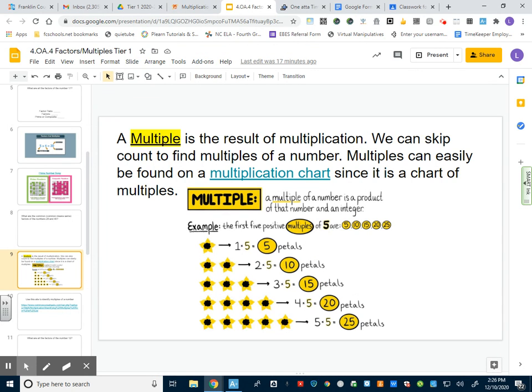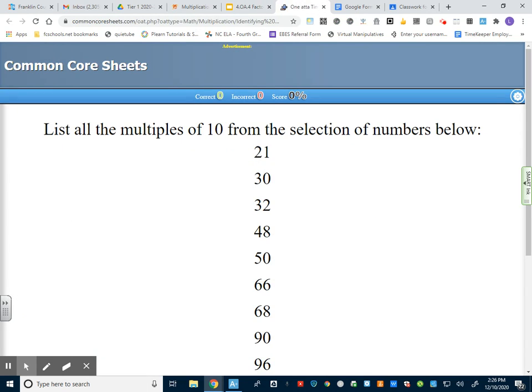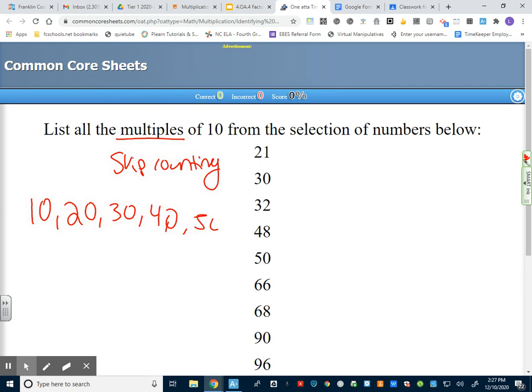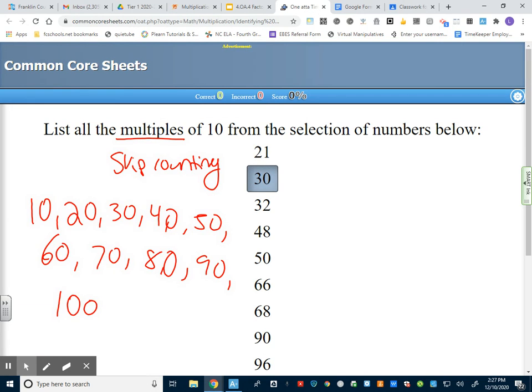So if we're asked to find the multiples of a number, we're going to do a few examples together. It says, from the list below, select all the multiples of 10. Well, multiples are, again, not like factors, they're skip counting. So if we were to skip count by tens, I want to see the numbers I would find. Well, if I skip count by tens, 10, 20, 30, 40, 50, 60, 70, 80, 90, 100. Okay, count it up pretty far. Let's see what falls into that list. Well, 30 does, 50 does, and 90 does.